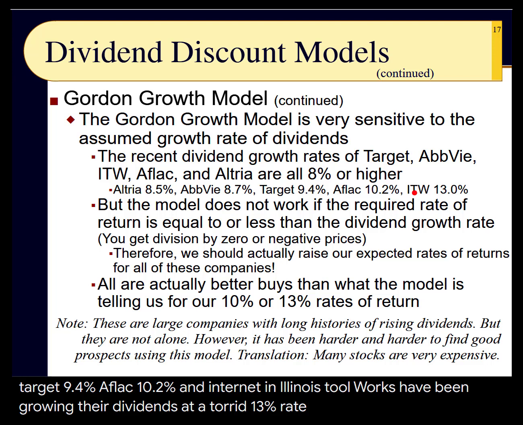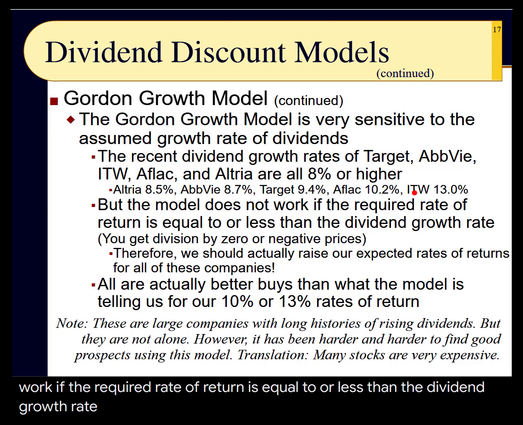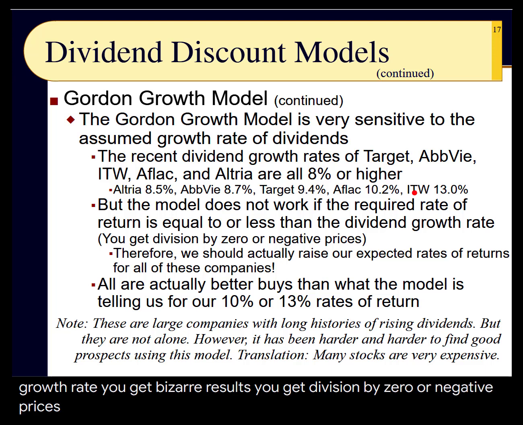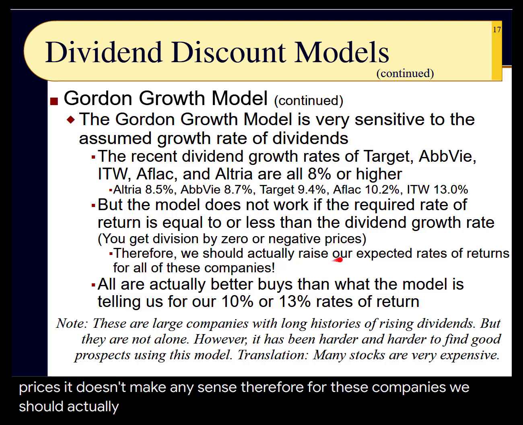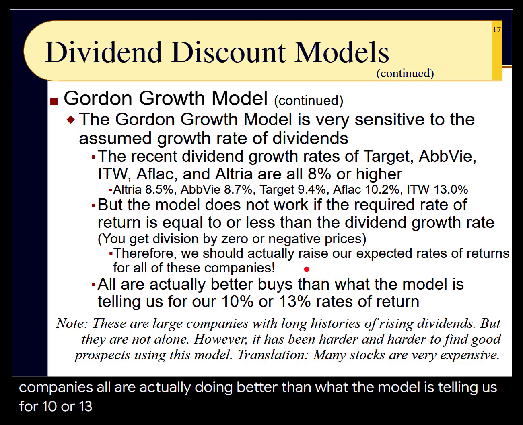Wow. But the model does not work if the required rate of return is equal to or less than the dividend growth rate. You get bizarre results. You get division by zero or negative prices. It doesn't make any sense. Therefore, for these companies, we should actually raise our expected rate of returns. All are actually doing better than what the model is telling us, with 10 or 13% rates of return.